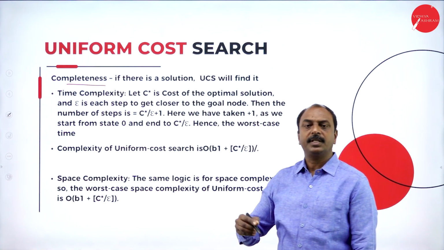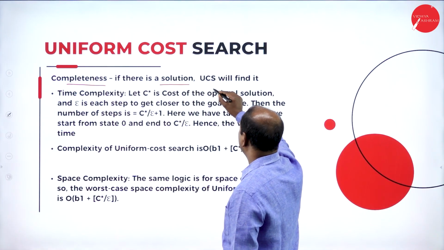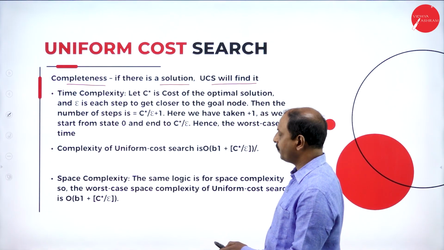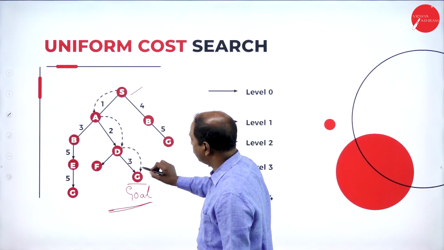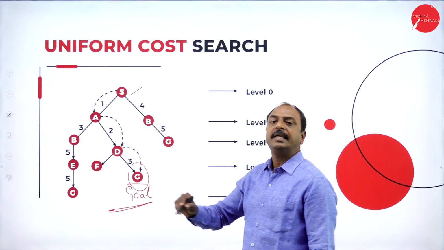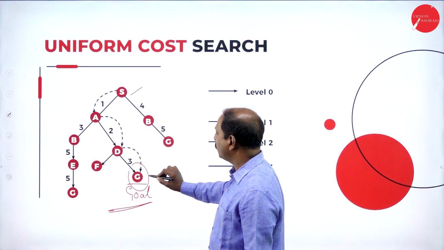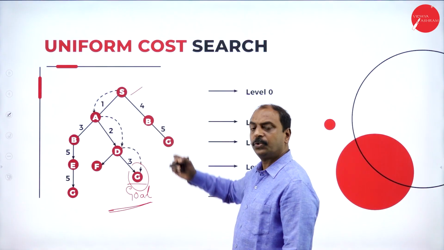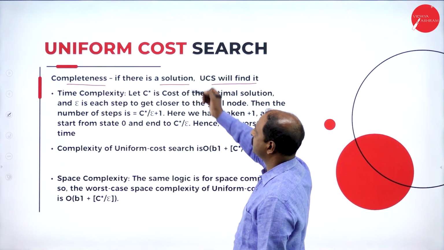Here, whether the algorithm is complete or not: yes, if there is a solution, it will find it. If you look at the previous example, if it is not able to find the goal node, whichever route or node it takes, and it is not able to reach the goal node, then it is incomplete. That is the first point.